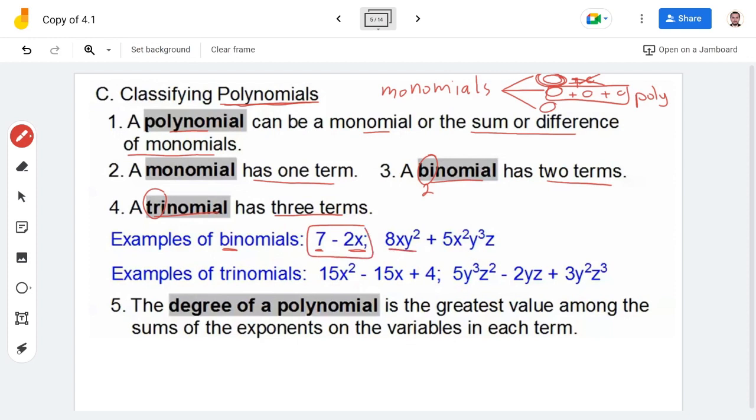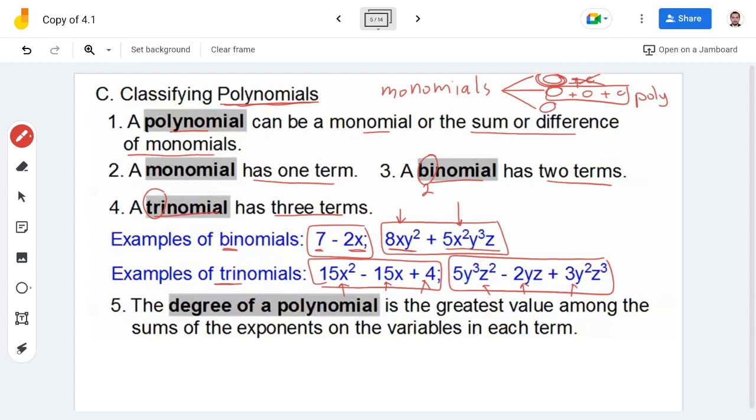Also 8x y squared plus 5x squared y cubed z is a binomial, because we have two parts. This is the first part, this is the second part. Now, an example of a trinomial. As you look at this question here, this one is a trinomial. We have this first part, this is the second part, this is the third part. So as you can see, one, two, three parts, this is a trinomial.